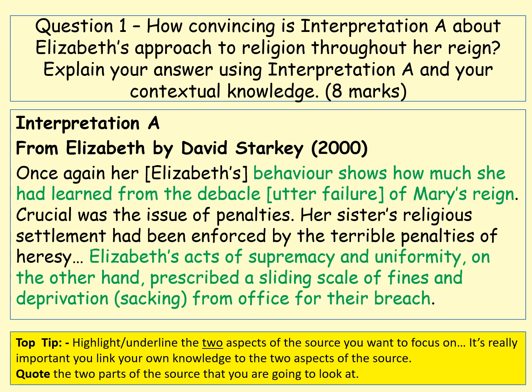So use your own knowledge to explain what the acts of supremacy and uniformity were. Is there evidence that there was a sliding scale of fines and punishments for people that did not follow the Catholic religion? Are there any bits that are missing which maybe make the source less convincing, for example? So that's the kind of thing you need to do.